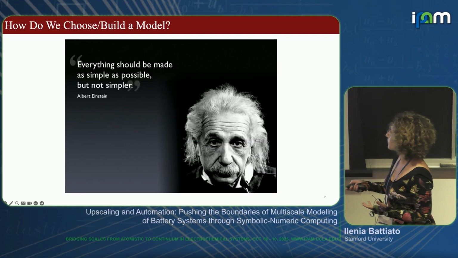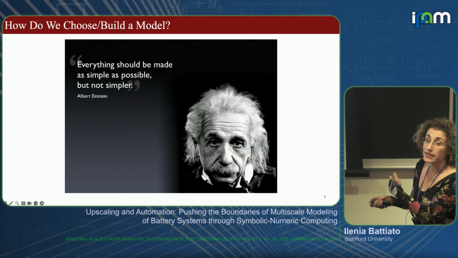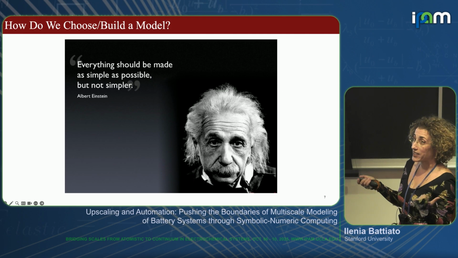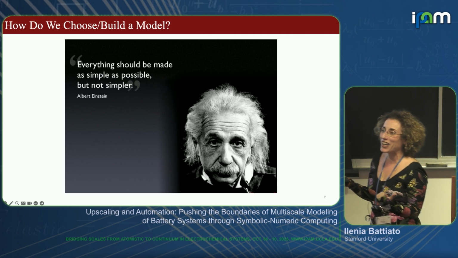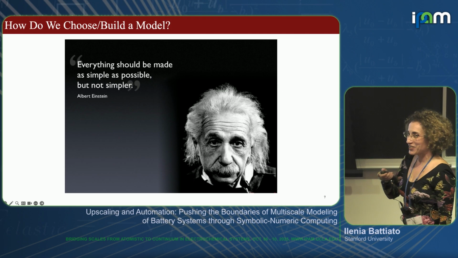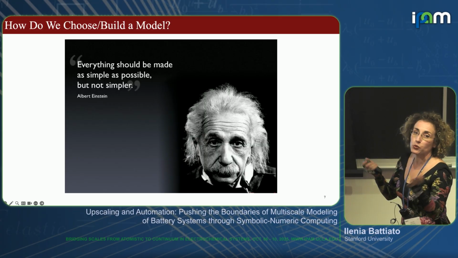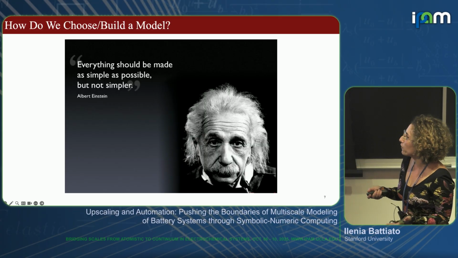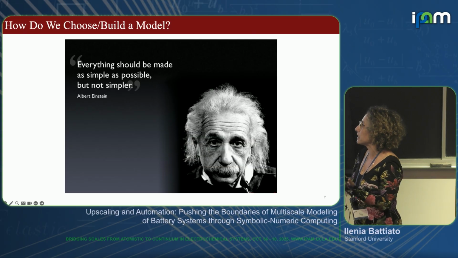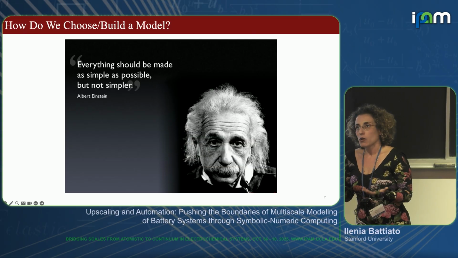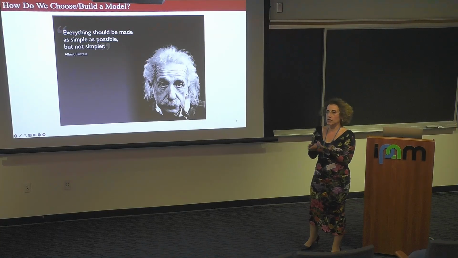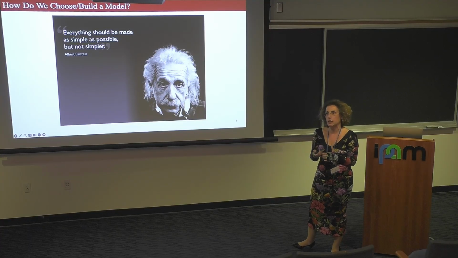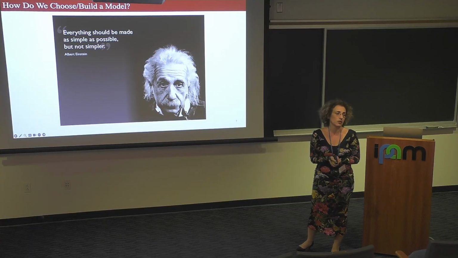That's the idea. But anyway, how do we choose a model? Again, it was mentioned before that everything should be made as simple as possible, but no simpler, which means that essentially there is always a trade-off. We want to simplify the system, but still retain the physics that is interesting to us.